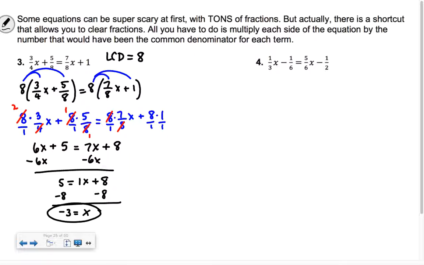Okay, you should get x equals -3. Did you guys all get x equals -3? Does this make sense? All right, so let's try it on the next one.